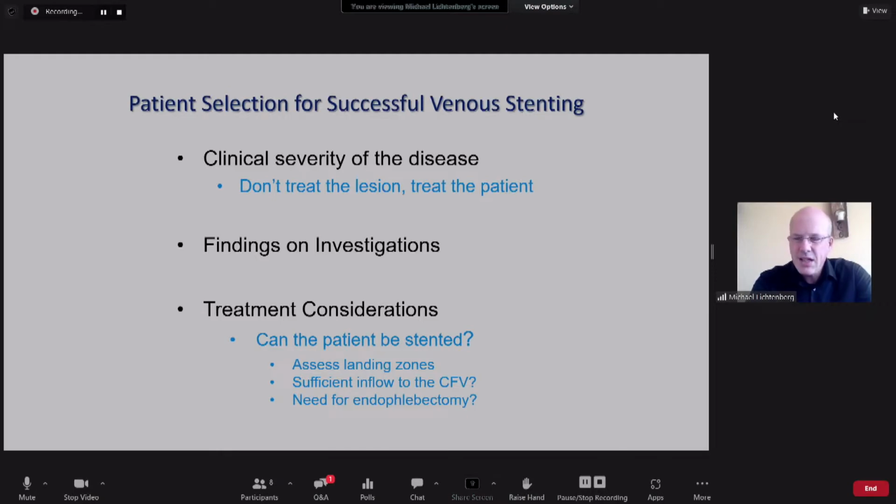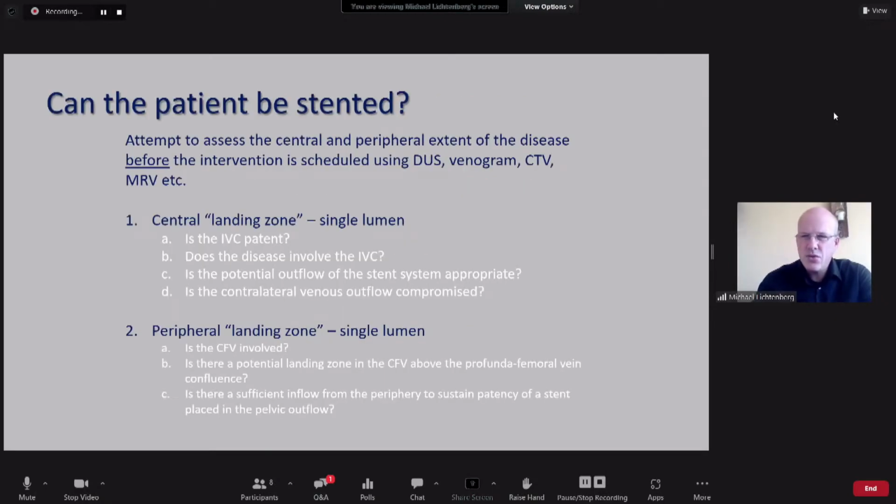Of course, a lot of technical issues come along when we want to treat chronic deep venous disease like post-thrombotic syndrome. Here the most important question is, can the patient be stented? Important technical questions are: is the landing zone optimal? Do we have good inflow from the profunda vein, from the femoral vein? Or do we even need a combination therapy of endovascular plus endophlebectomy? So, can the patient be stented is a crucial question.